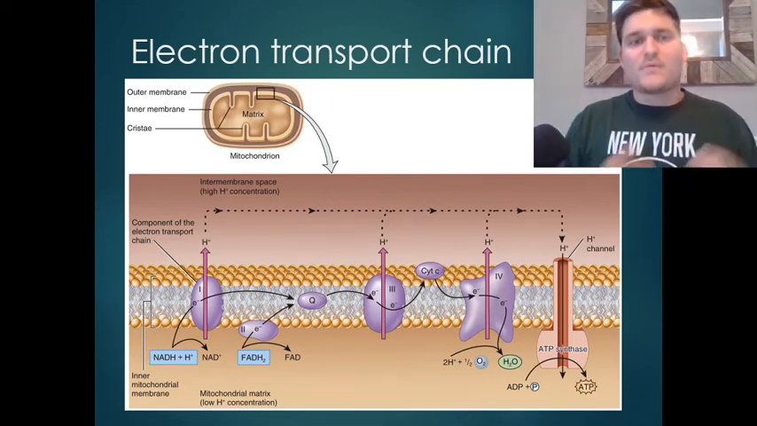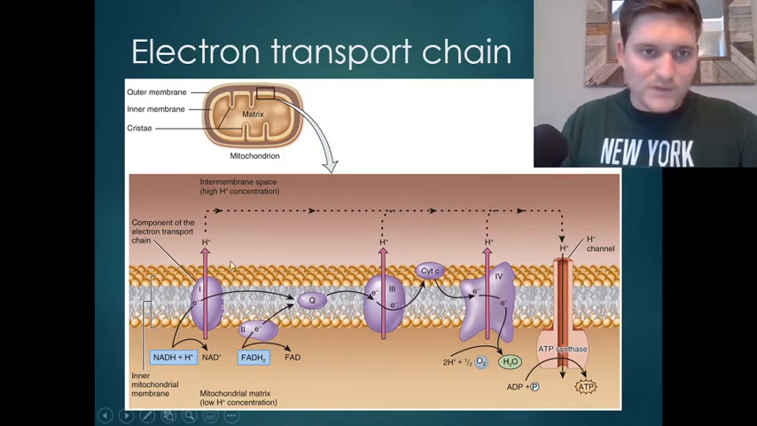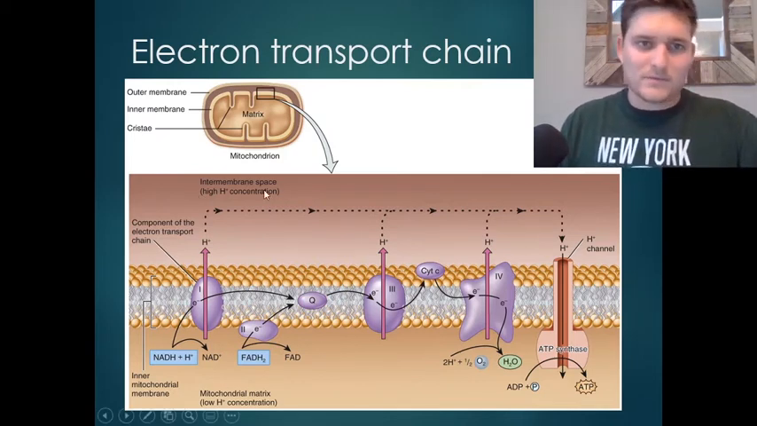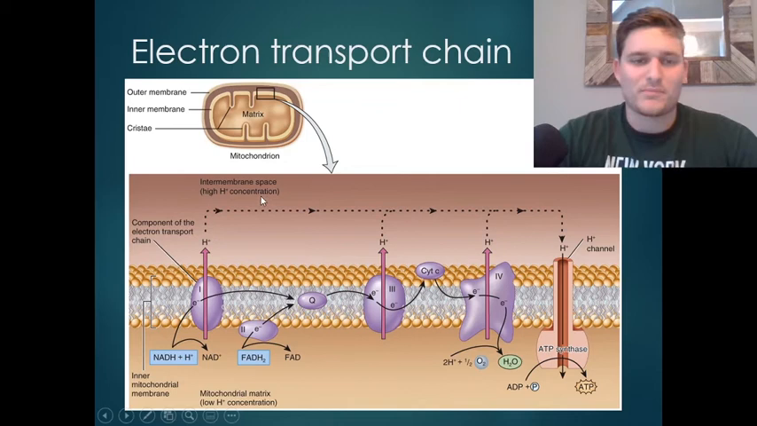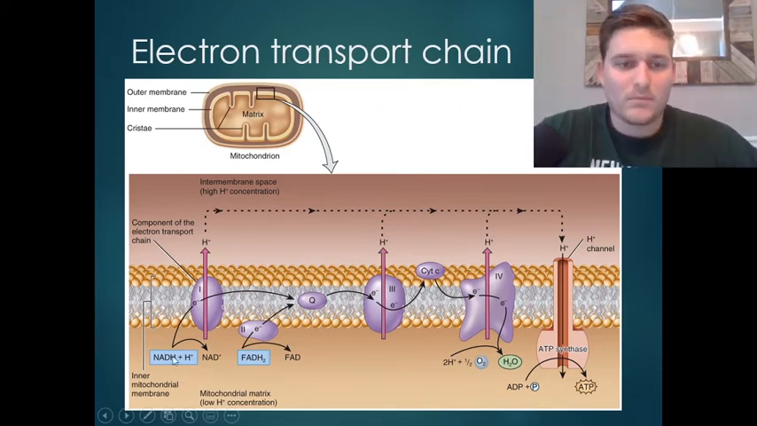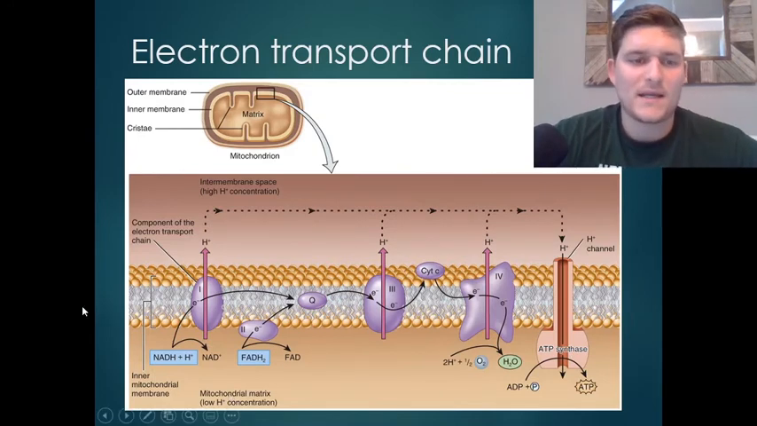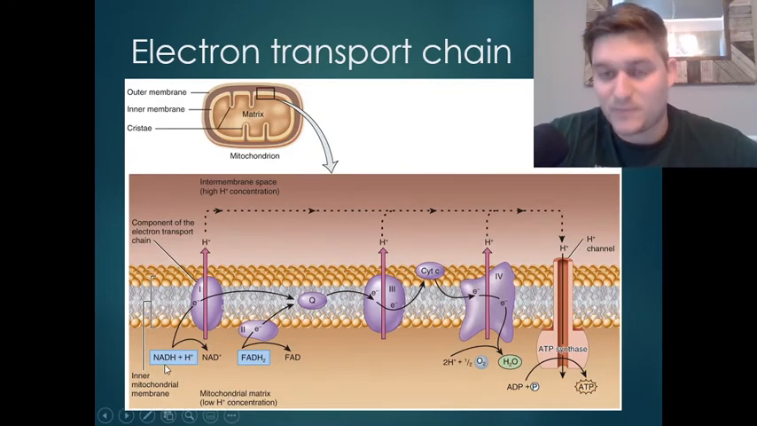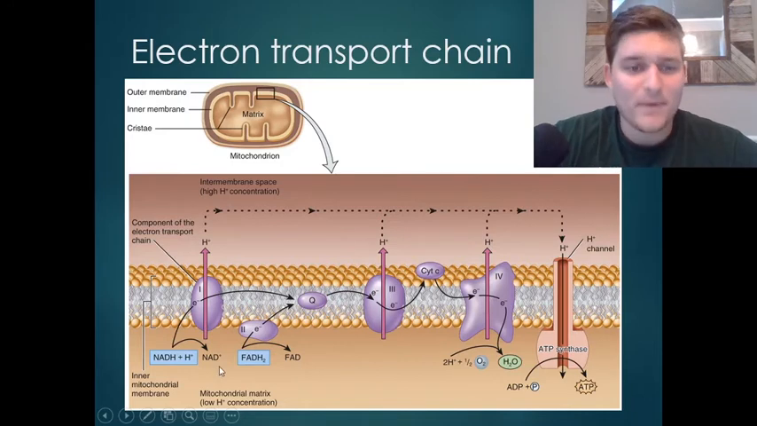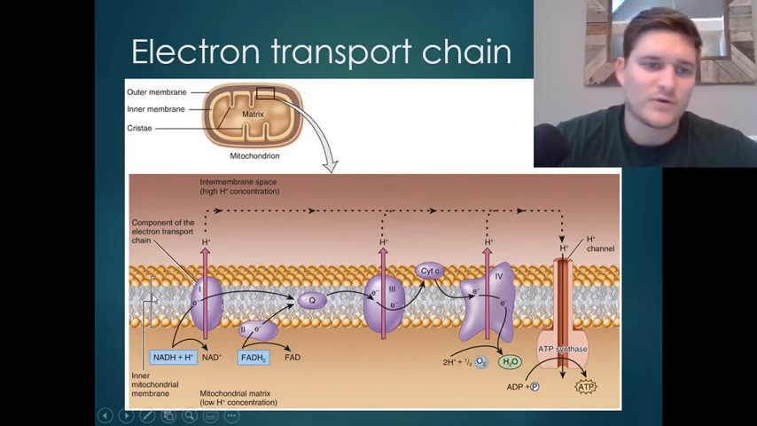So we're going to use the movement of protons and the concentration gradient between the mitochondrial matrix and the intermembrane space in order to generate ATP, to get the energy necessary to wind up with ATP. What's going to happen is that NADH plus H is going to come and drop off its protons and its electrons at the electron transport chain.